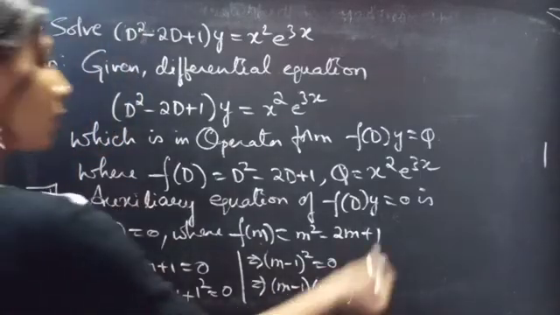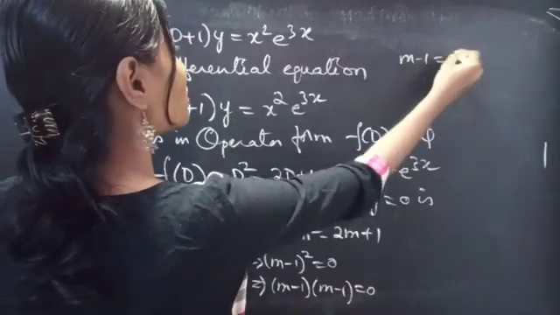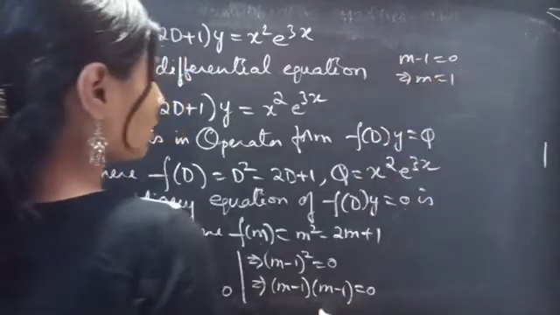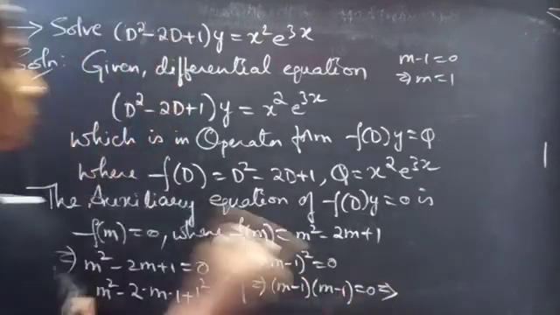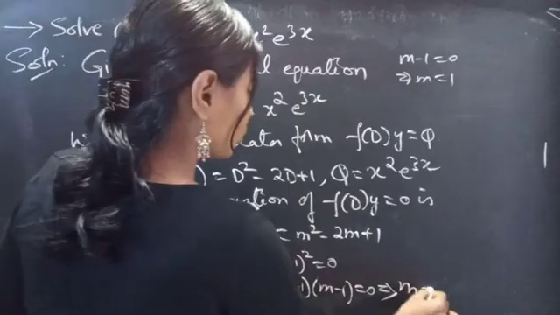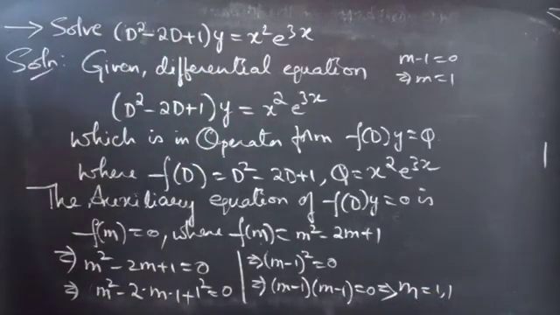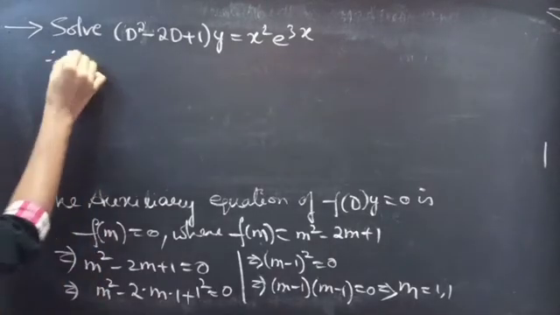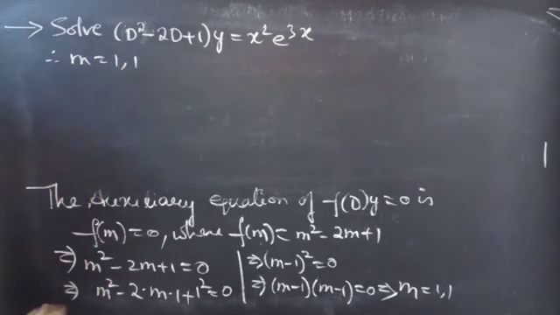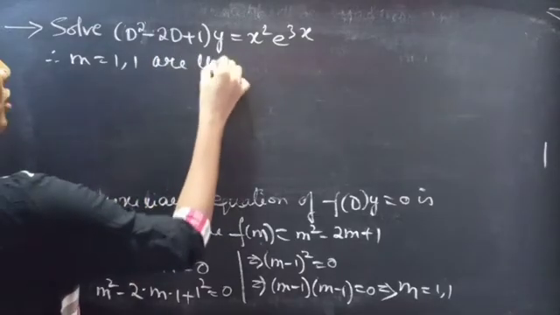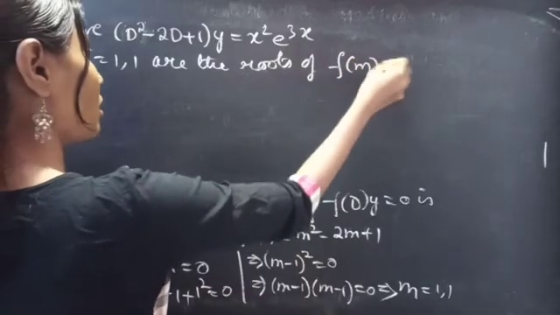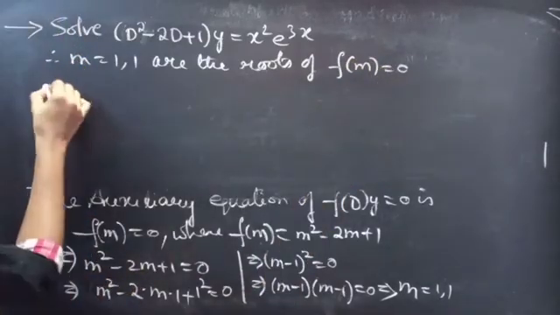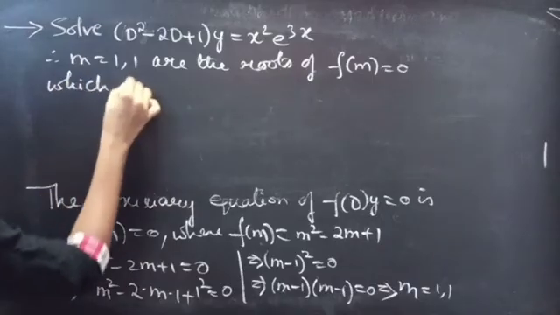Now equate each factor to 0. If you equate m − 1 to 0, we'll get m = 1, right? But here you are having (m − 1) twice. So m − 1 is repeating twice. So we'll get m = 1, 1, which are equal roots. Therefore, m = 1, 1 are the roots of our auxiliary equation F(m) = 0, which are equal.